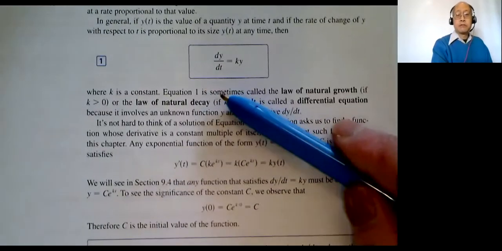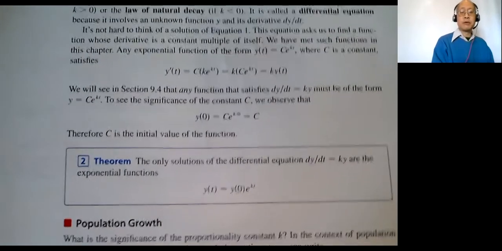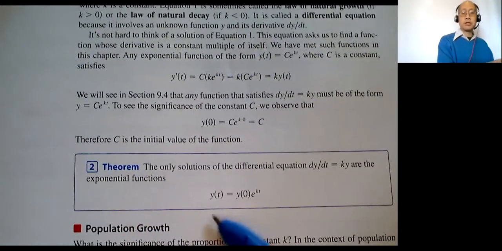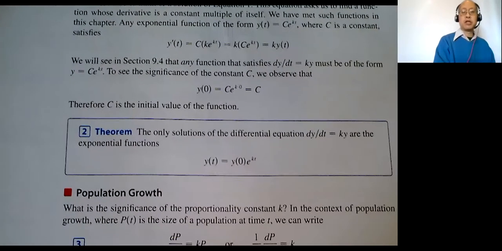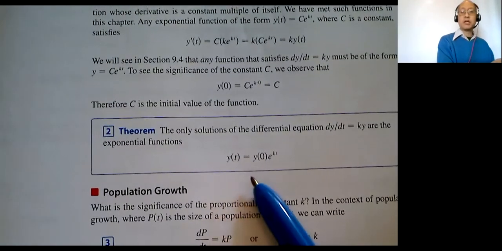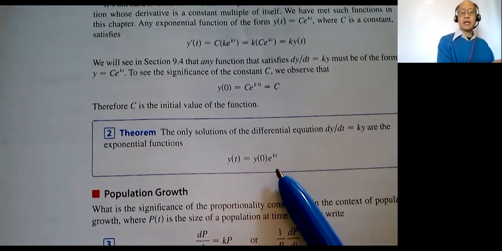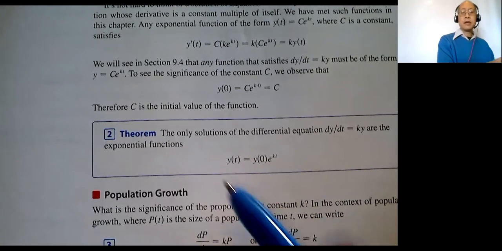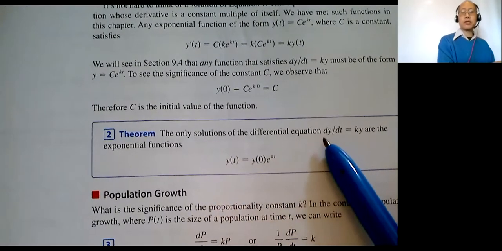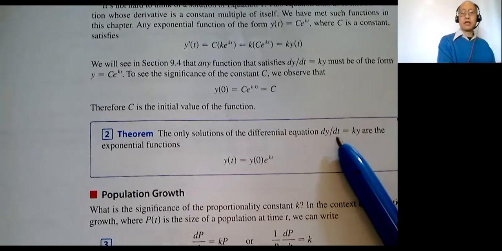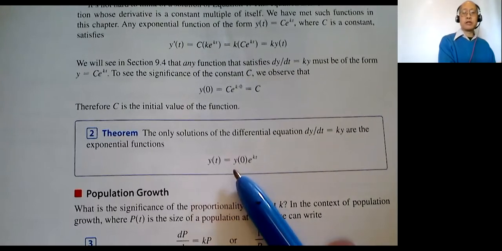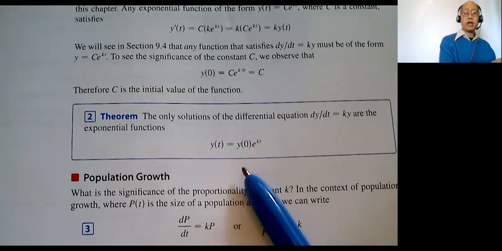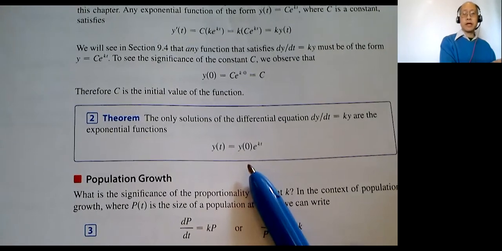Well, you could solve this differential equation. You end up with this, and I think you've seen this before. So theorem 2, this is a big one. Again, it's on page 237. Definitely put this on your cheat sheet. y of t is y0 e to the kt. These are solutions to the differential equation. So if something behaves this way, where dy dt is equal to k times y, then the solutions are y of t equals y0 e to the kt. Now, y of 0 is the initial amount, beginning amount.